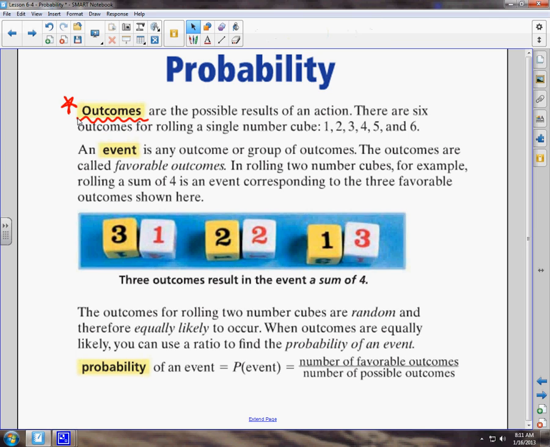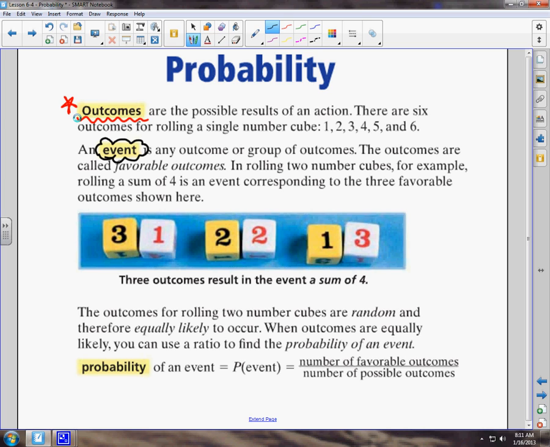So an event is any outcome or group of outcomes. So the event is what actually happens. So if you roll a dice and get a 5, that's the event. If I roll the dice and get a 6, that's my event.